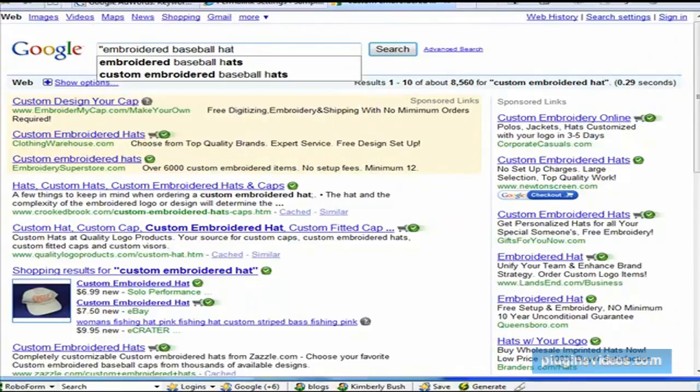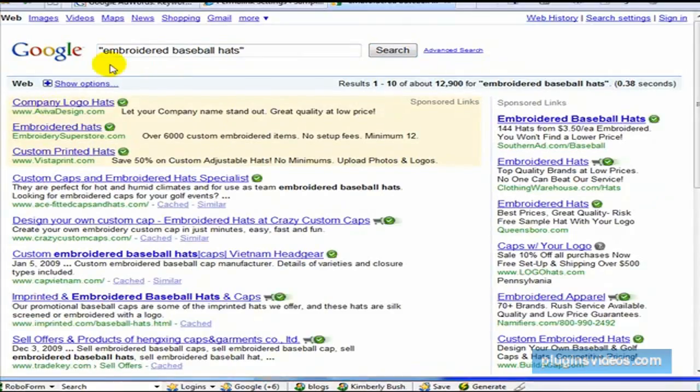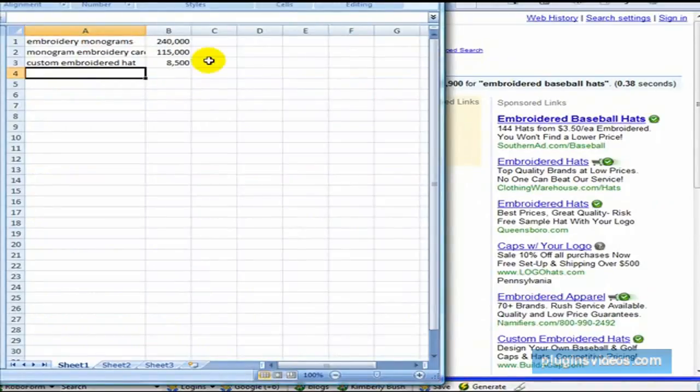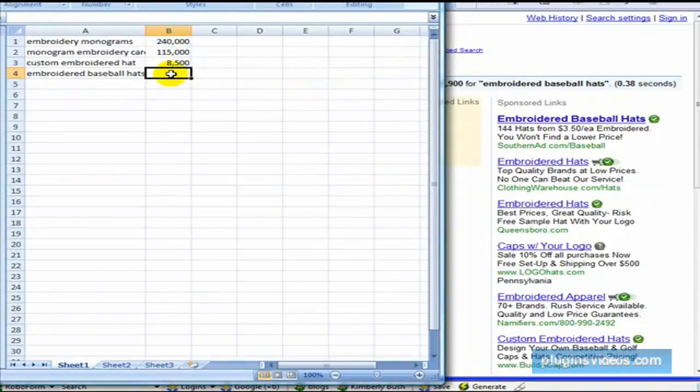Embroidered baseball hats. Okay, look at that, 13,000. So embroidered baseball hats is a good one. And you know what? This is seasonal too. Keep in mind that I am looking at November's results. So I would think that if I was looking at June's results, there would be a heck of a lot more people searching for embroidered baseball hats.